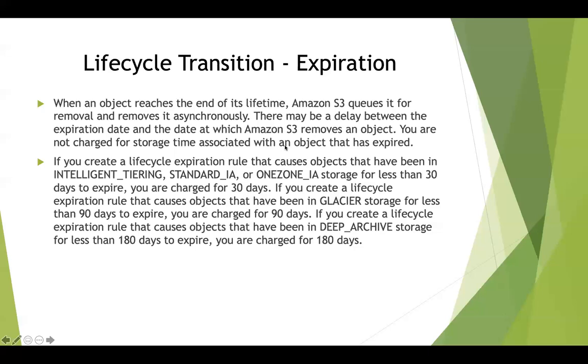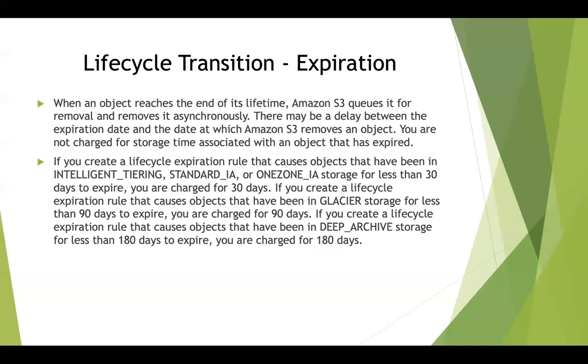And over here, you can see that there is a catch to lifecycle transition. It states that if you create a lifecycle expiration rule that causes objects that have been in intelligent tiering, standard IA, or one zone IA for less than 30 days to expire, you are still charged for 30 days. So if you configure an expiration for 15 or 16 days, you will be charged for the upper limit, which is 30 days. And even if you create a lifecycle expiration rule that causes objects that have been in Glacier to expire in less than 90 days, because in Glacier the minimum is 90 days, you are still charged for 90 days.